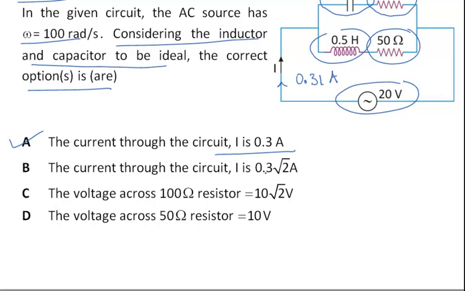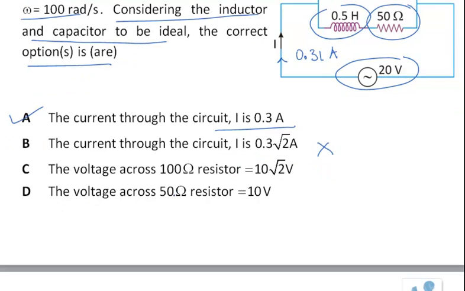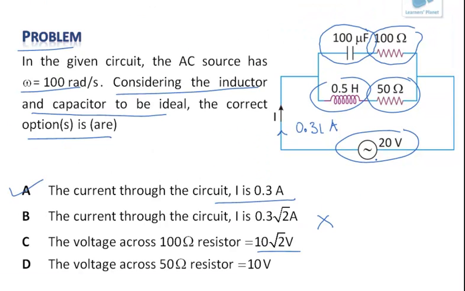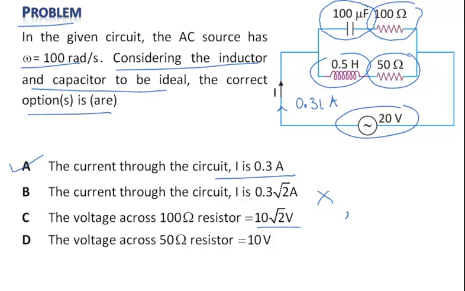Current through the circuit is 0.3, this is incorrect. The voltage across the 100 ohm resistor is, okay, now in the 100 ohm resistor, that means in the RC circuit, the value of current was 1 upon 5 root 2. If you multiply it with the resistance, that is 100, we will get 20 by root 2, that is 10 root 2. So this option C is also correct.